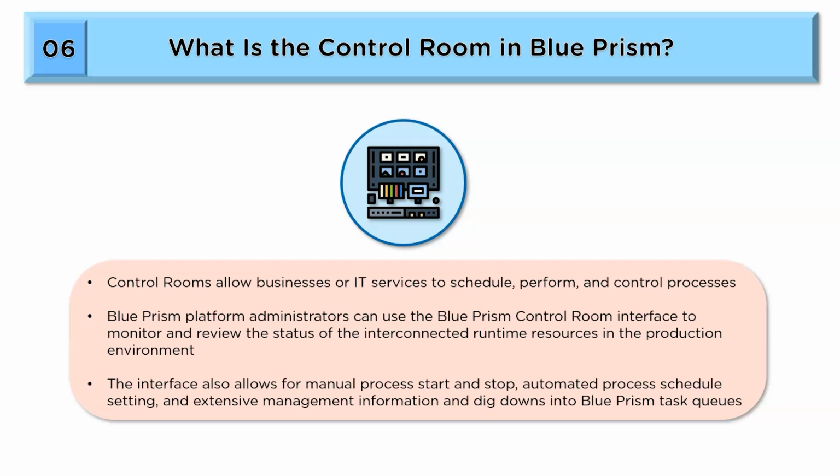In a production environment, processes are run from a control room. From control room, processes do not run on a version of Blue Prism that is local to your desktop, but are instead run on an external resource known as digital workers, which can be found in the resource area.